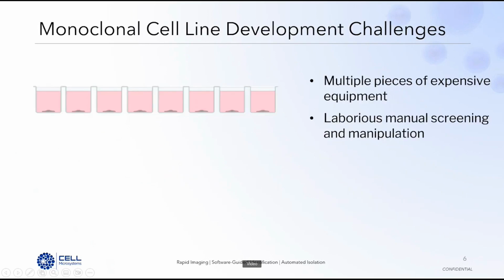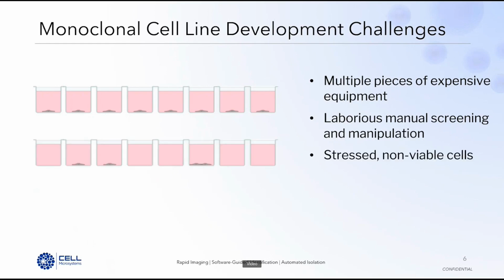If you're lucky enough to have one of these technologies that's really high efficiency, and you're very lucky, you might end up with something that looks like this, where you see a single cell in each well of your 96 well or 384 well plate. But to do that, you had to use multiple pieces of equipment, and it's very laborious and manual manipulation.